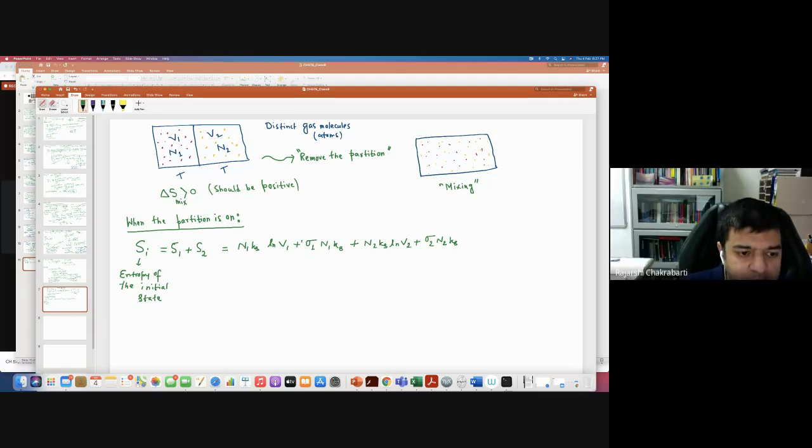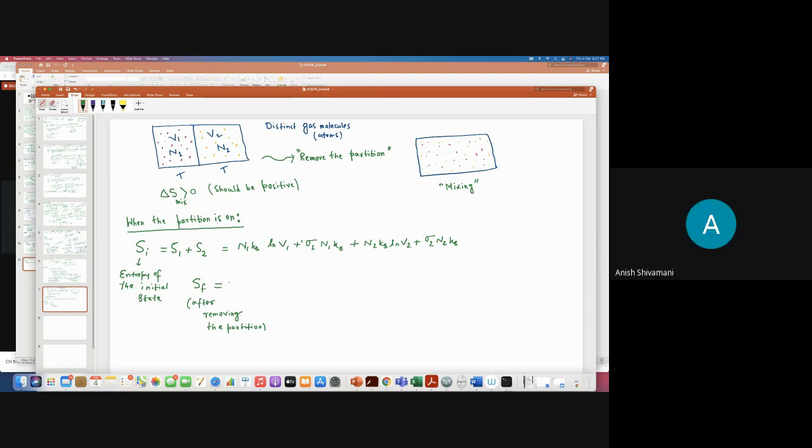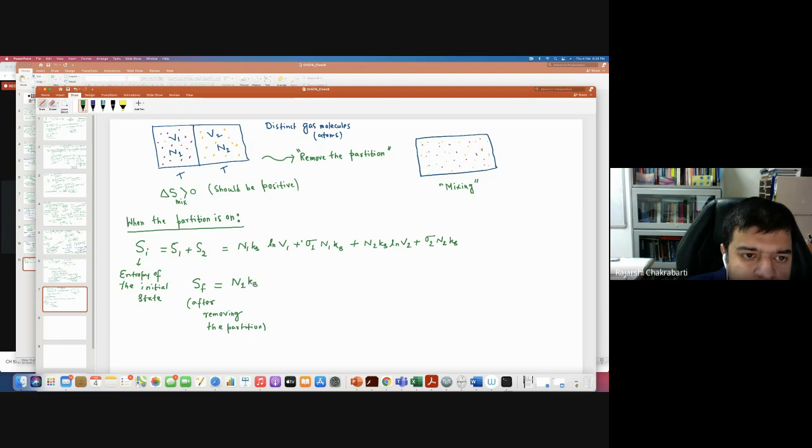And what is the final state? Final state means after removing the partition. After removing the partition, it is N1 kb ln (V1 plus V2), because now the type 1 gas molecules can see the total volume, plus N2 kb ln (V1 plus V2). Then also you will have N1 sigma 1 plus N2 sigma 2, times kb.